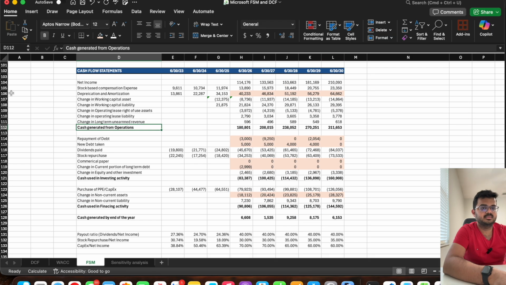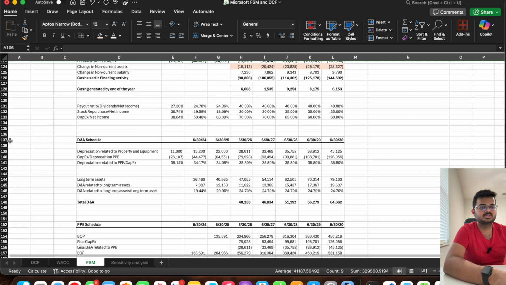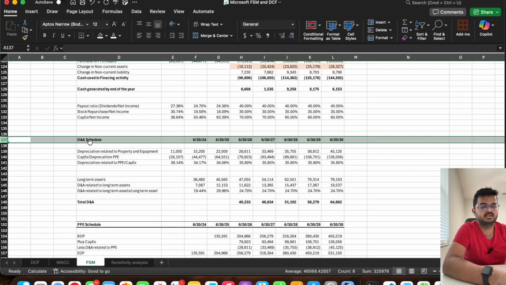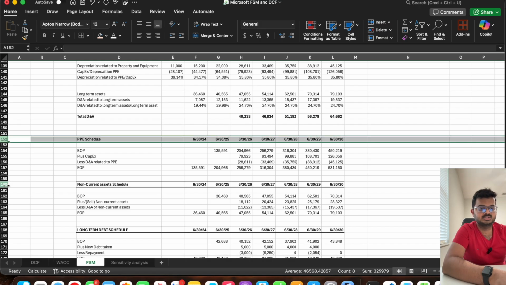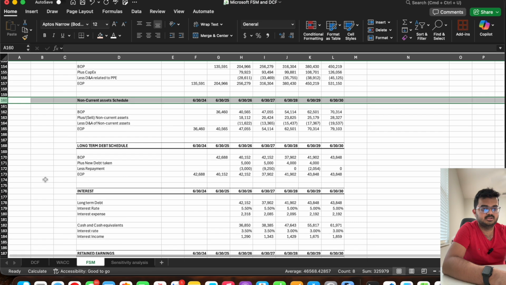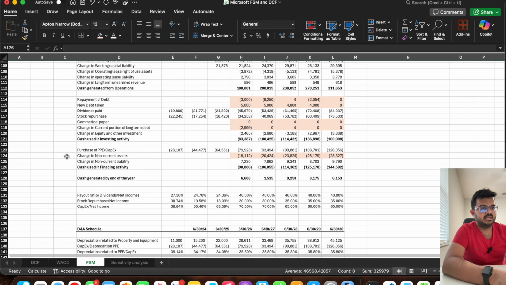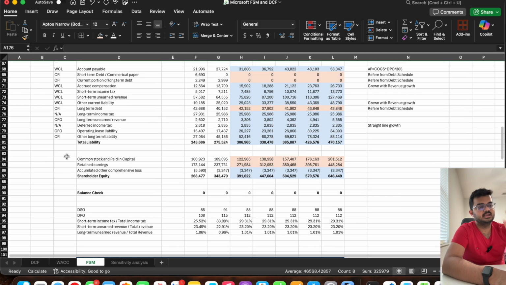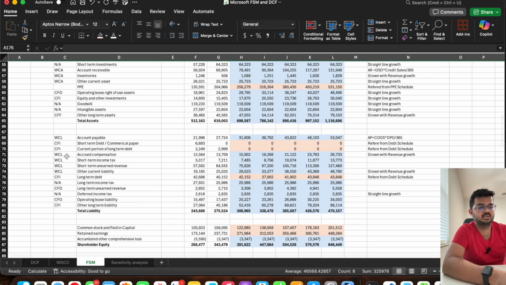For each and every line item, say depreciation and amortization, which is not straightforward to forecast, we will use a schedule development method. Here I have created a depreciation and amortization schedule, a property plant equipment schedule, a non-current asset schedule, a long-term debt schedule, and an interest schedule. Likewise, wherever I feel it is most appropriate or a best practice to do a schedule rather than just doing some random forecasting, I have developed a schedule as needed.